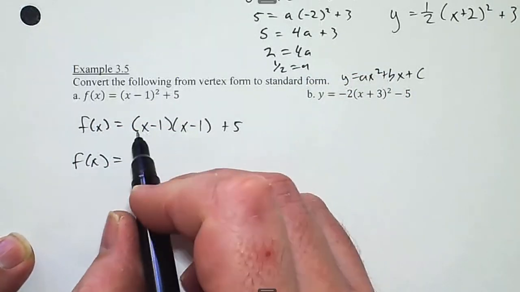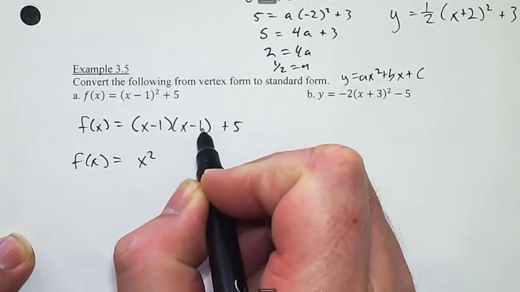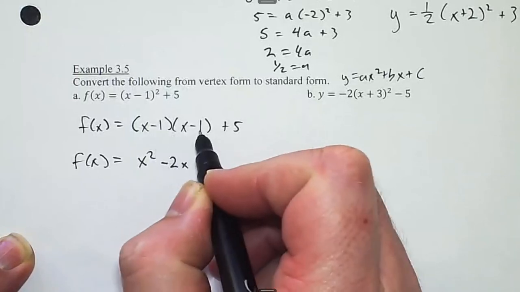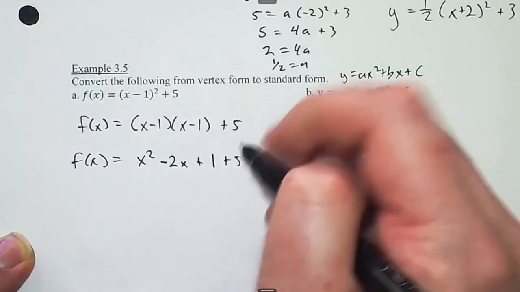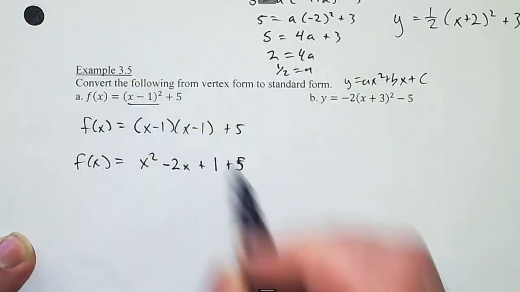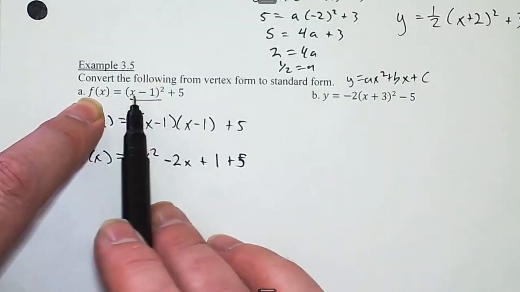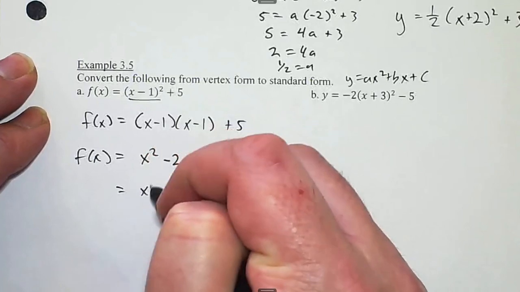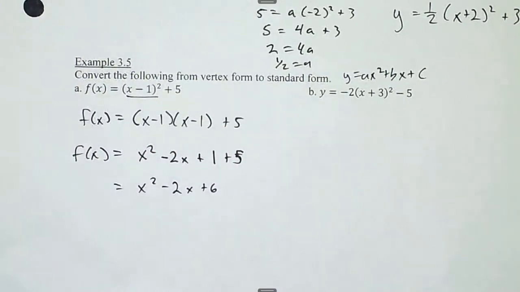So I will expand this. x squared minus 1x is minus 2x, and then a negative 1 times 1 is 1. Remember that when you square a binomial, you get 3 terms. It's that squared, then these two together and doubled, then that squared. Lastly, we'll simplify.